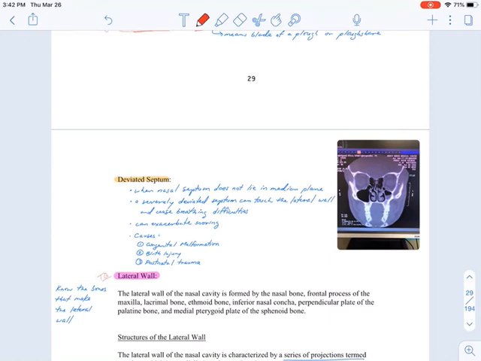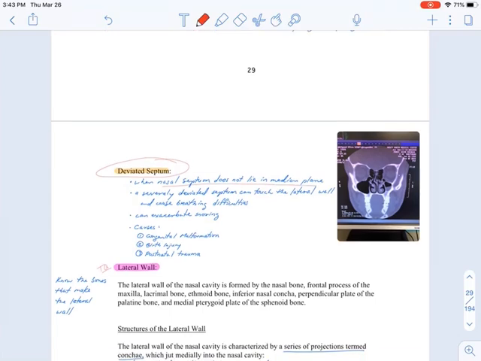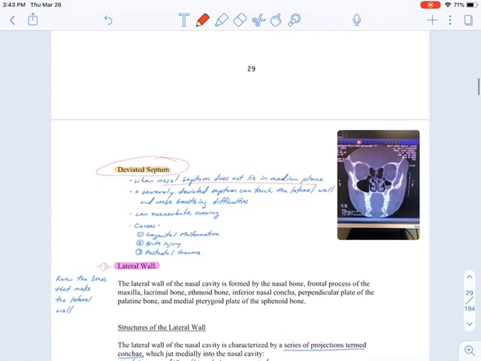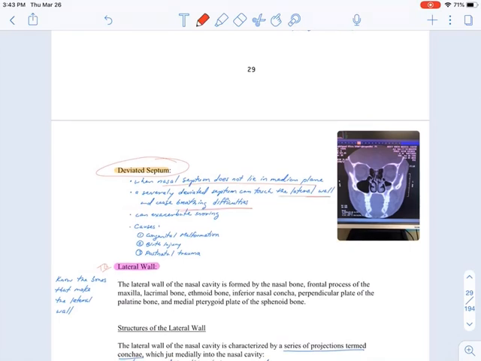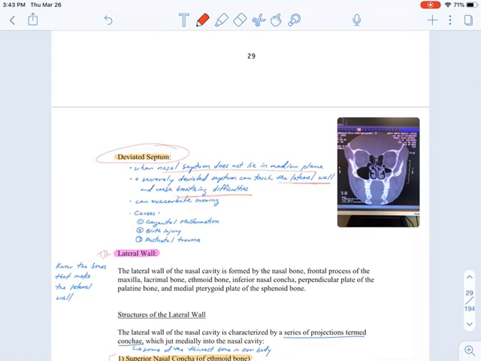And then we're on to a little clinical note here about deviated septums. That's just when your nasal septum does not lie in the median plane. They can touch the lateral walls if they're severely deviated, and they can cause breathing difficulties. Causes can be congenital, birth injury, or some kind of trauma.